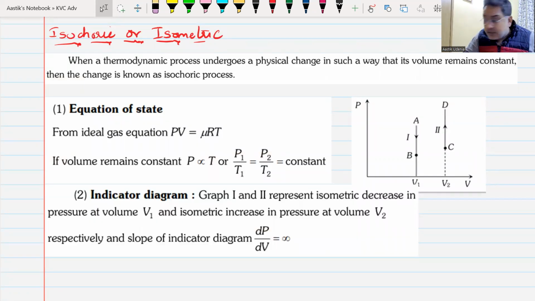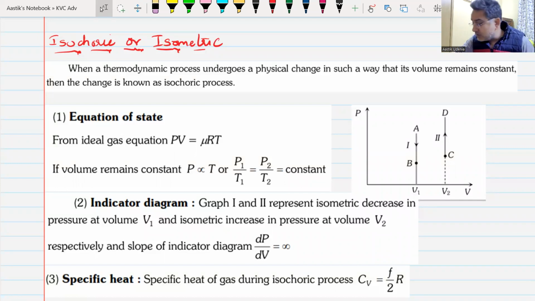As I told you, every process has a specific heat. There are infinite number of specific heats for a gas. For this process, the specific heat is known as the specific heat at constant volume, and that is equal to f by 2 R, where f is the degree of freedom of this gas. f is the degree of freedom, whether it's this process or another process. f remains the same unless and until temperature becomes high and vibrational modes come into the picture. We understand these things.